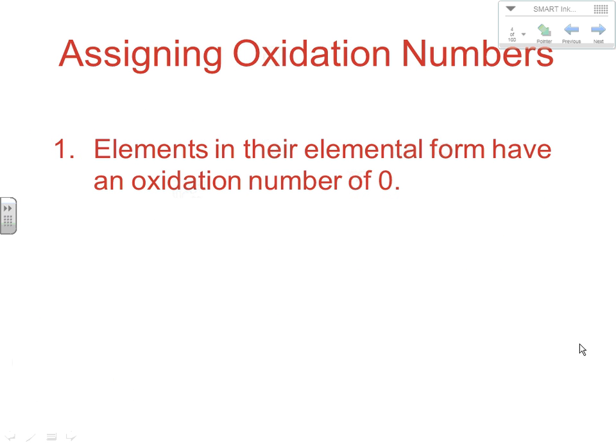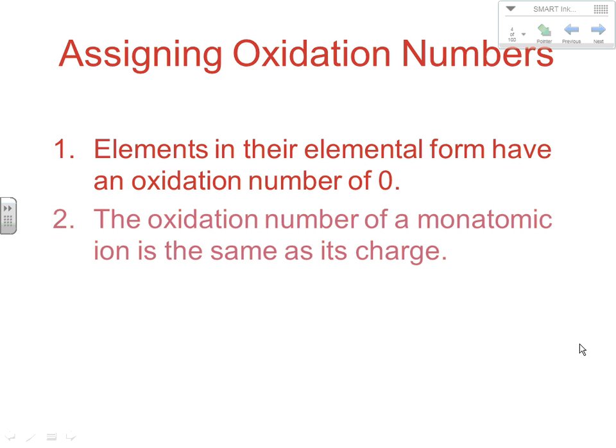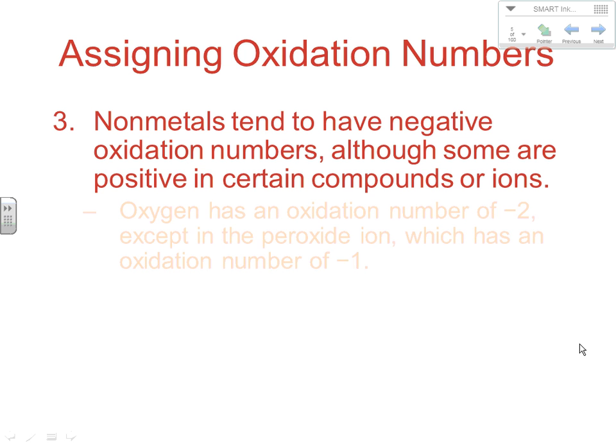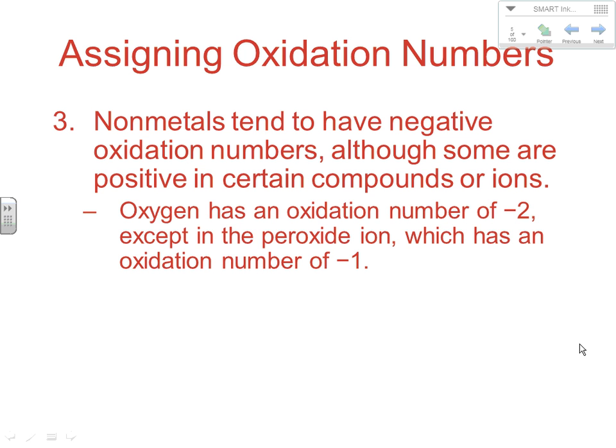So our basic rules here. One, elements in their elemental form have an oxidation number of 0. We just looked at that. Two, the oxidation number of a monatomic ion is the same as the charge. We also looked at that. So those are fairly straightforward. If you've got an element in its elemental form, you're going to have a 0 as an oxidation number. And if you have a monatomic ion, the charge of that ion is the same thing as its oxidation number. Now, rule 3 gets into where we have to start remembering things and applying.